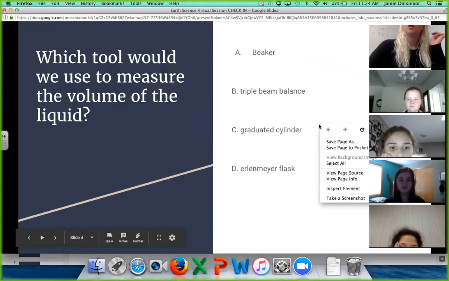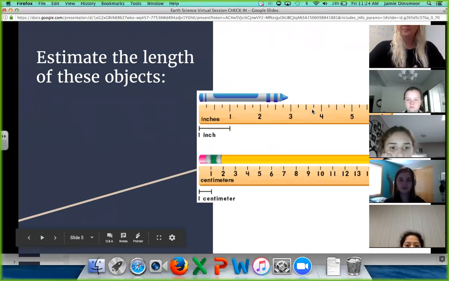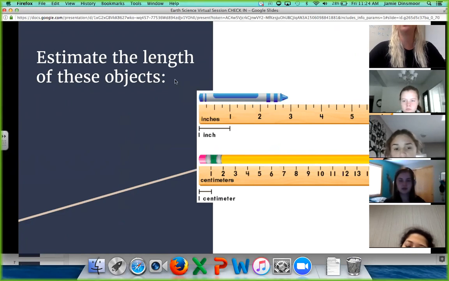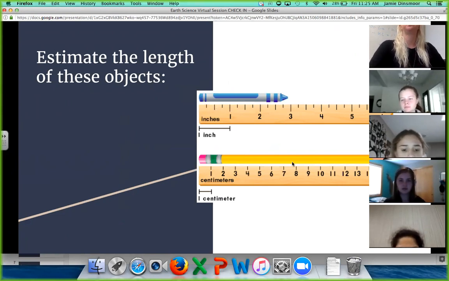so, next question. We're going to estimate the length of these objects, and then we're going to talk about precision a little bit. So let's start with the blue crayon. How many inches would you say it is?